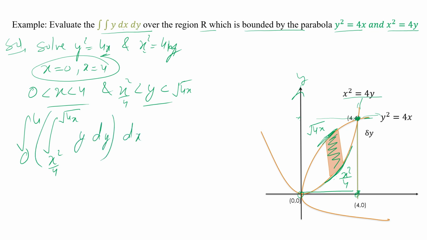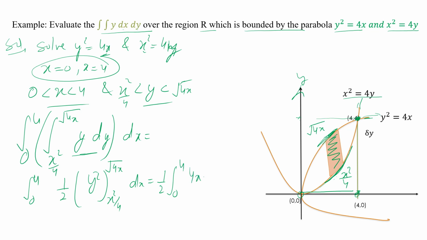So here first we take the integration with respect to y and then x. So what we get, the integration 0 to 4, 1 by 2 y square, x square by 4 to root 4x, dx. On solving this, we get 1 by 2 integration 0 to 4, 4x minus x power 4 by 16 dx.